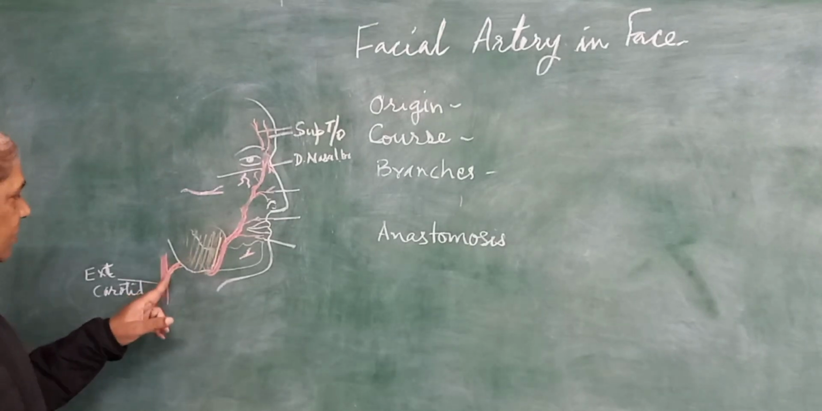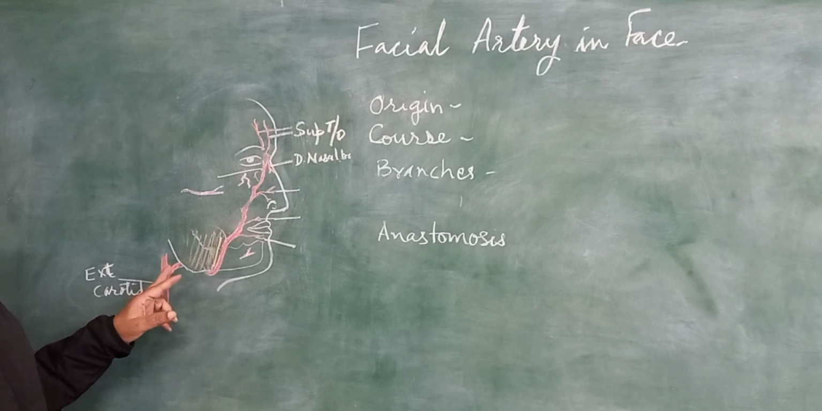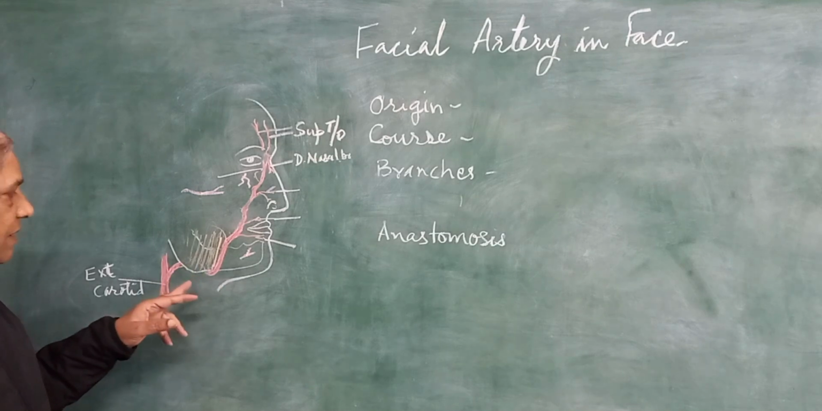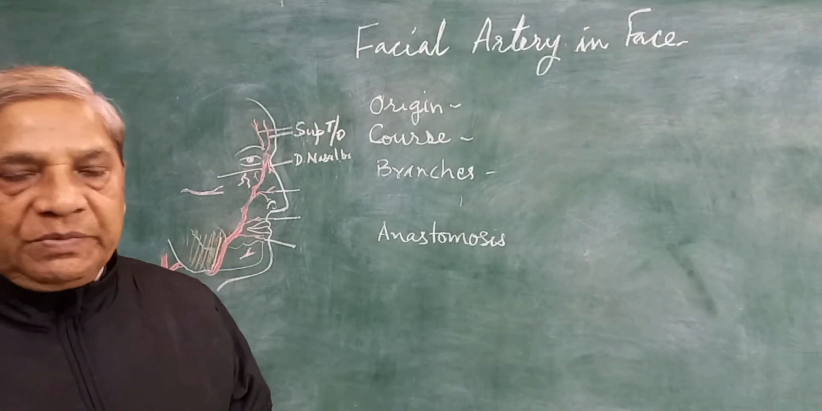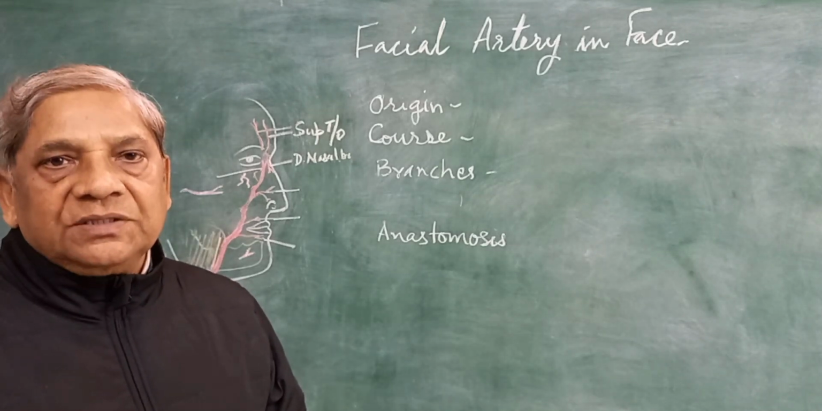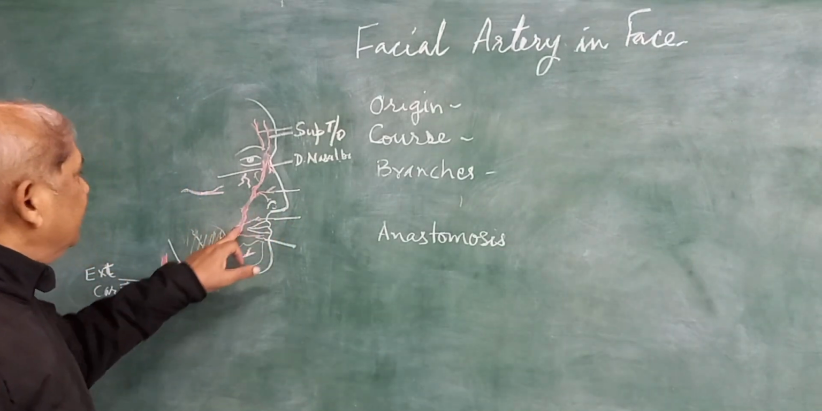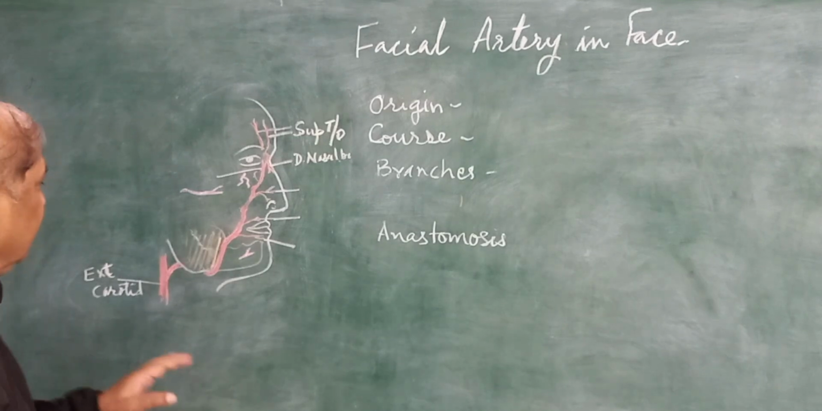But when it goes into the neck, or the submandibular region, it gives many branches like the palatine artery, the tonsillar artery, and the arteries to the submandibular gland and the submental artery. All these are the branches given by the facial artery when it lies in the neck, so they are not part of our video. We will deal with the facial artery only in the face.